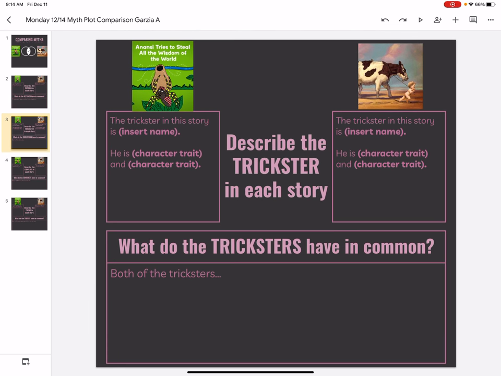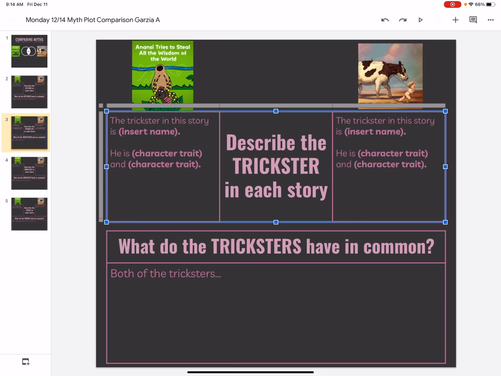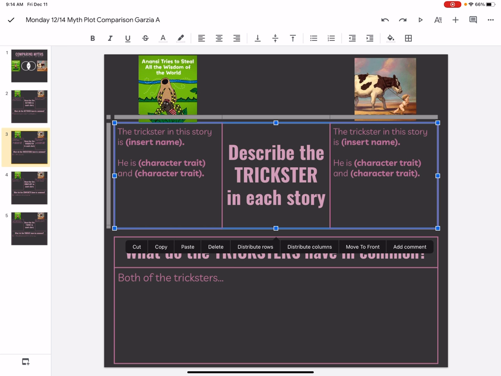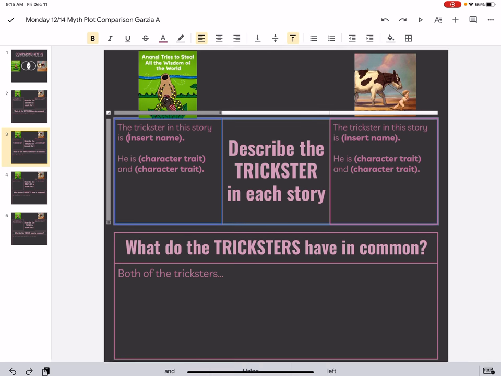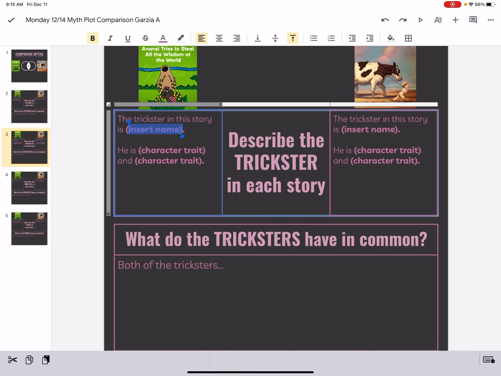Then we're going to describe the trickster in each story. I gave you sentence starters. The trickster in this story is, and you're going to insert the name of the trickster. I want you to delete the bolded text there and put the name in. Don't keep the bolded text. I'm not going to tell you the answer though.